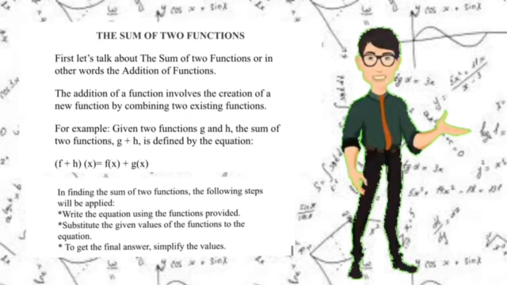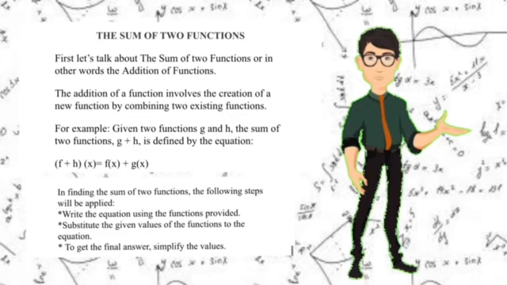The sum of two functions. First, let's talk about the sum of two functions, or in other words, the addition of functions. The addition of a function involves the creation of a new function by combining two existing functions. For example, given two functions f and g, the sum of two functions f plus g is defined by the equation (f + g)(x) = f(x) + g(x).